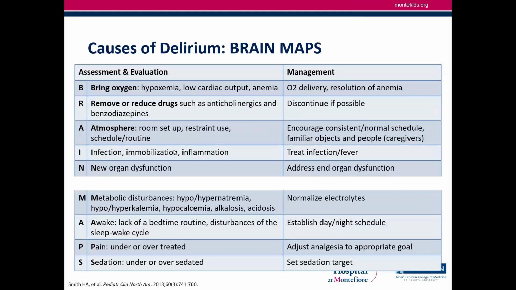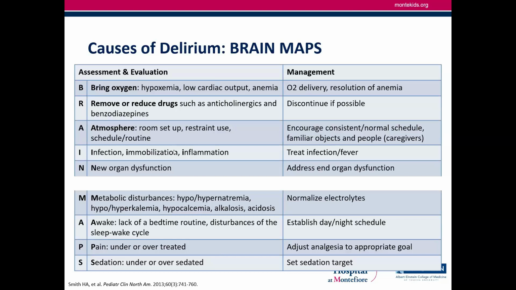In terms of looking for causes for delirium, another way that we can look for causes, but also assessment and evaluation and management, is brain maps. So bringing or delivering oxygen to patients that have any hypoxemia, removing that offending drug or agent that's causing delirium. So if we're giving them anticholinergics or benzodiazepines, discontinuing it if it's possible, setting up the room appropriately, the atmosphere, making sure our family is around.